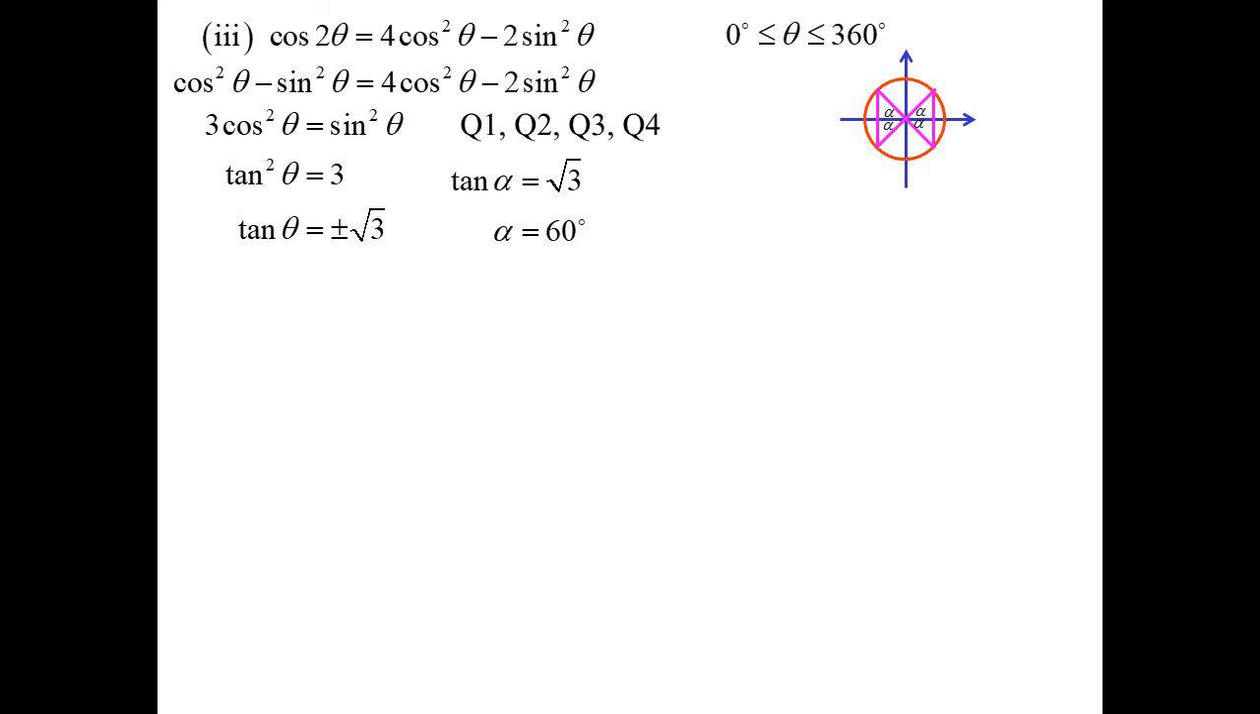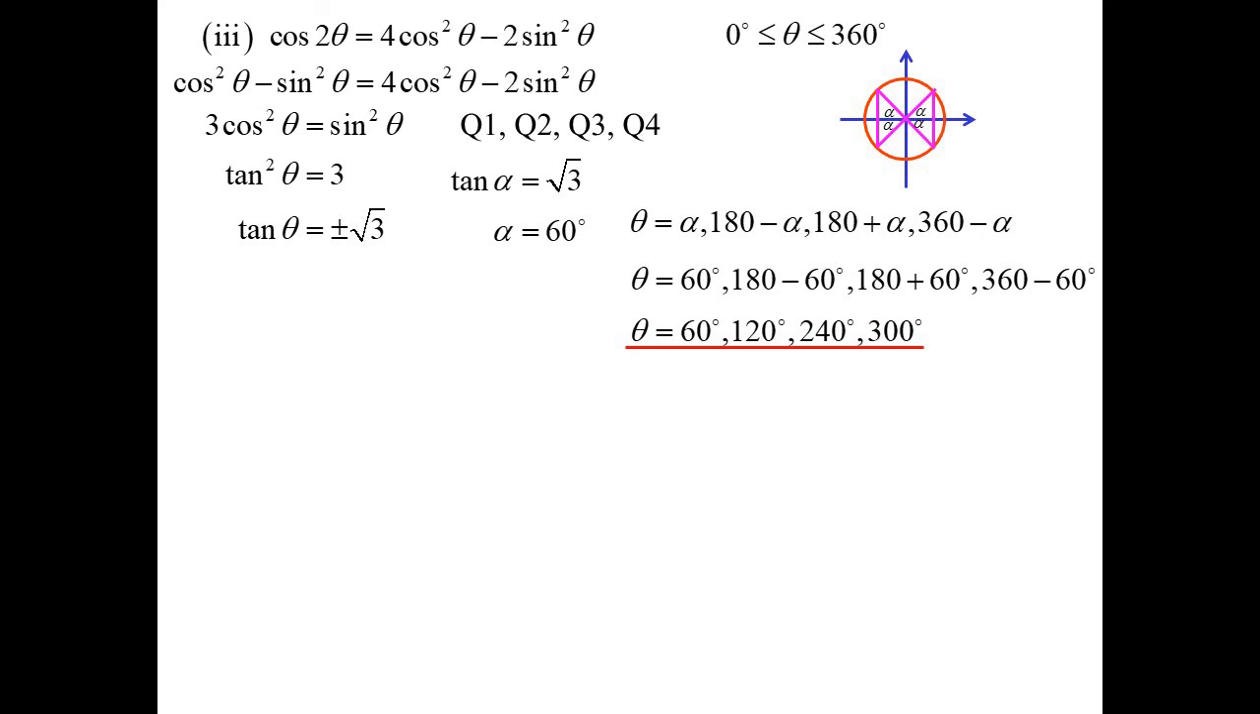Tan squared is 3, so tan is plus or minus root 3. So I'm in 4 quadrants here. The acute angle would be 60 degrees. So my solution is 60, 120, 240, 300. Because the other way I could have done it, well, actually there's 2 other ways I could have done it.